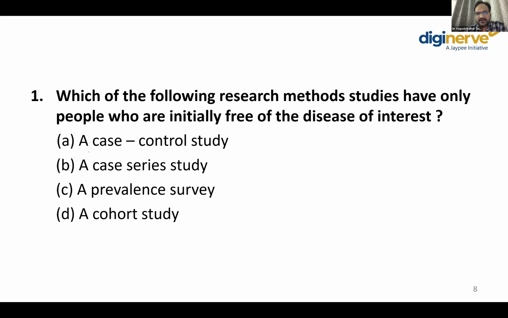And in cohort, we are using the subject as exposed only. We know about the exposure, but the disease is yet to happen. So we wait for the disease to happen in a cohort study. So our answer will be cohort. It is a prospective study. So answer D is correct.